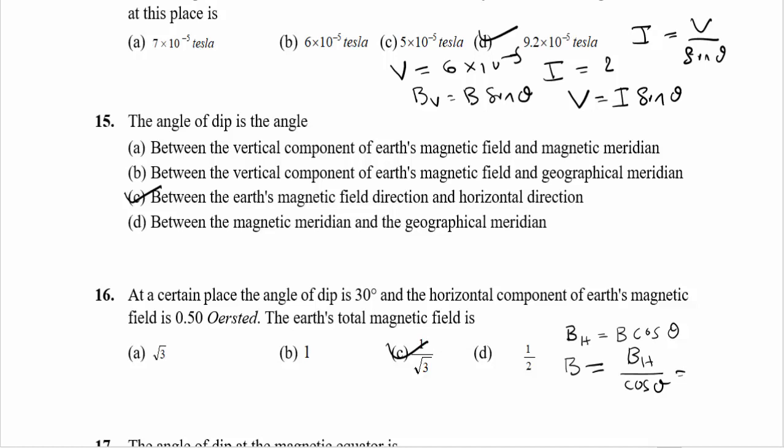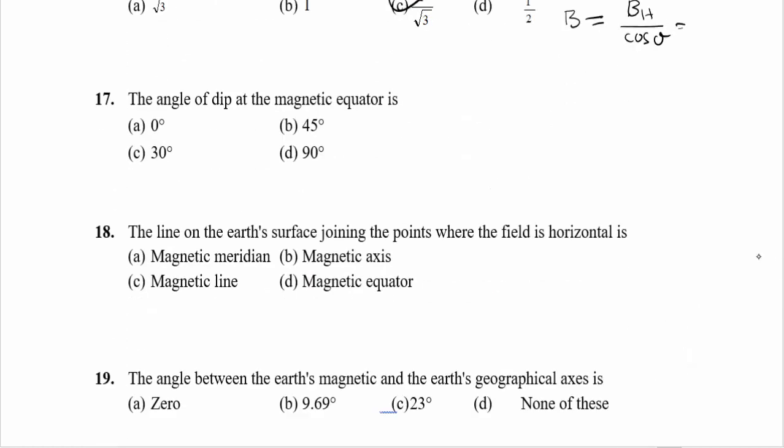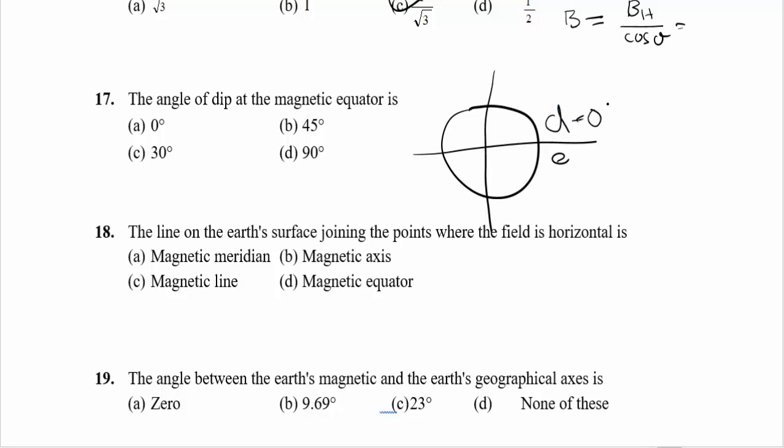17th question. The angle of dip at the magnetic equator was already discussed. What is the angle of dip at the magnetic equator? Once again draw the diagram. This is Earth, this is the polar axis, this is the equator. At the equator angle of dip is 0 degree. At the polar axis dip is 90 degree, but it is asked for the equator. So the option is A.